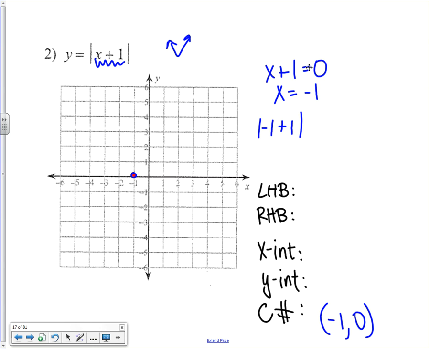Now I need to know the slope. The slope is what's attached to the x, in front of the x. What's in front of the x? A 1, which means from this point, and we said it was face up, didn't we? We're going to go up 1 over 1 on both sides to form that V. Increasing, increasing, yep.